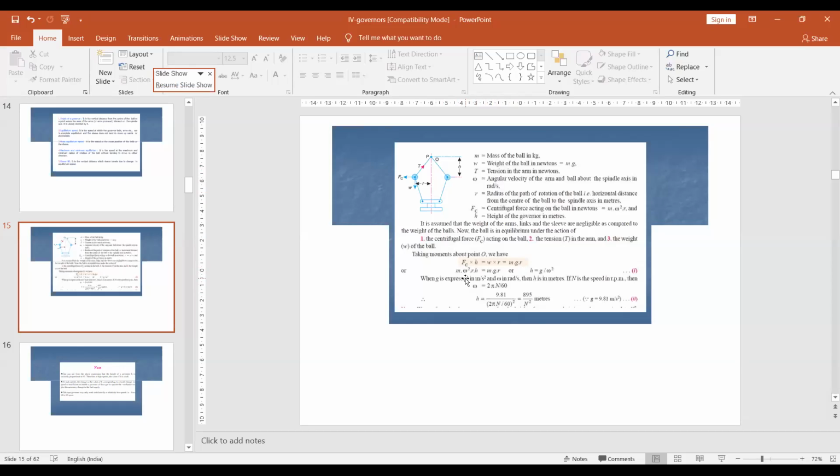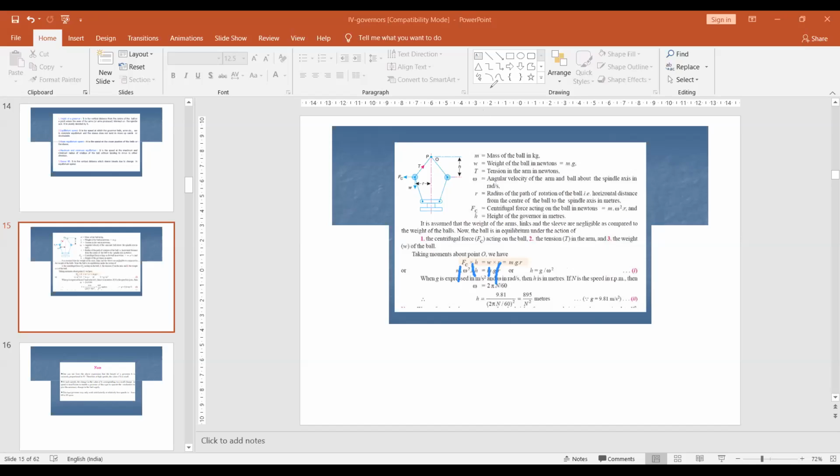FC means centrifugal force, already known. What is the formula of centrifugal force? We have written it in earlier chapters. FC means m omega square r. So m omega square r into H equals mgr. Here the common terms cancel: m cancels, r also cancels. The remaining terms are H equals g by omega square. Let us take this as equation number 1: H equals g by omega square.